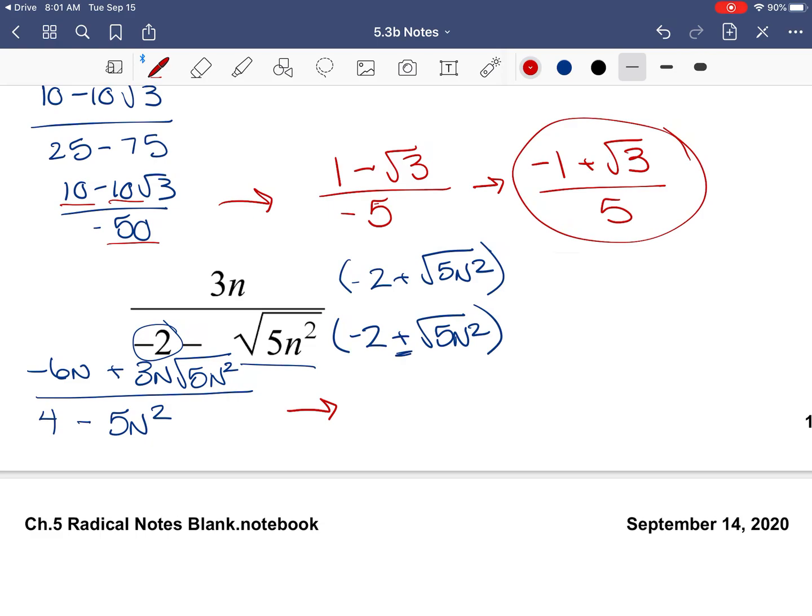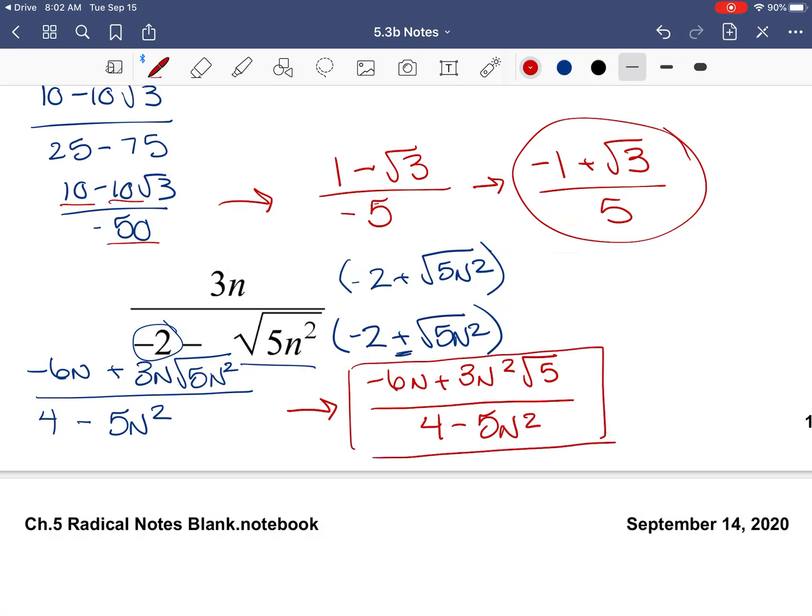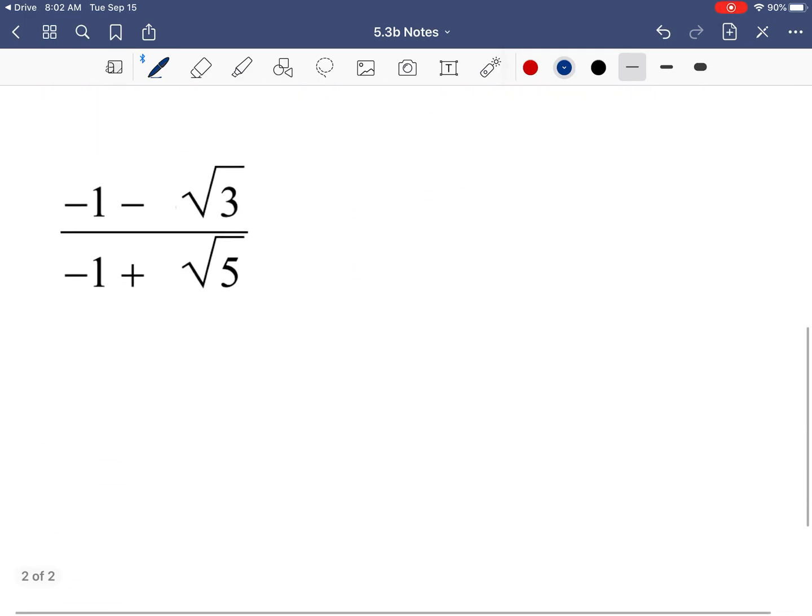All right, so if I simplify, I'm going to have a negative 6n plus 3n. Oops. I'm actually going to take out my square root of n here, so I'm going to take out one n, 3n square root of 5 all over 4 minus 5n squared. There's our final answer. There's no common factor between every single term. So in this one, we would have to look at every single coefficient, and there's no common factor.